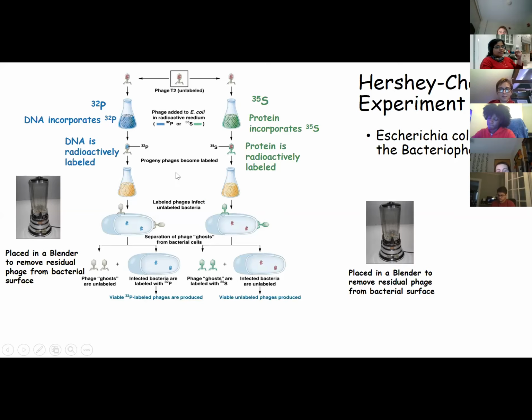So one of the things that they were trying to notice is which one actually gets transferred into the bacterium itself. So they saw that the bacteria here were radioactively labeled. And this one ended up with the phages, and this did not have anything labeled. Does that make sense?